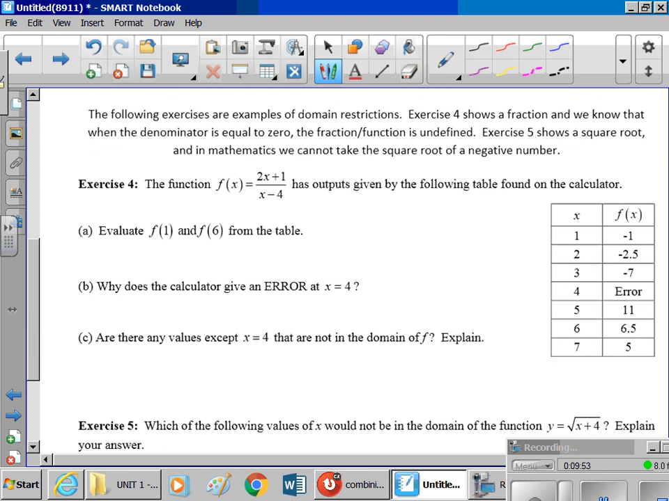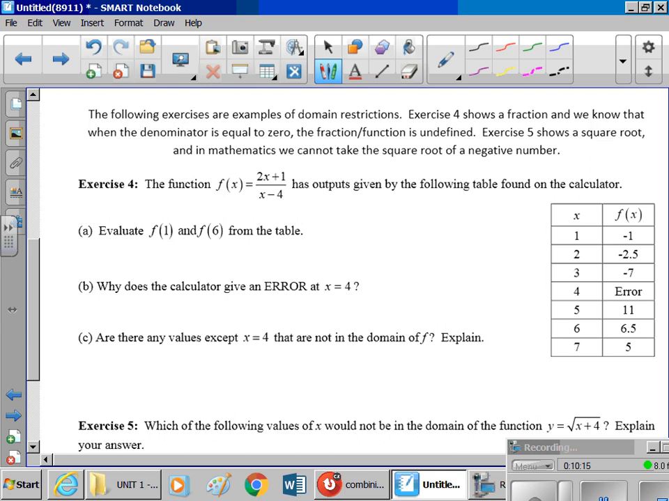Okay. The following exercises are examples of domain restrictions. Exercise 4 shows a fraction, and we know that when the denominator is equal to 0, the fraction or function is undefined. Exercise 5 shows a square root, and in mathematics we cannot take the square root of a negative number. We'll discuss that a little further in class.